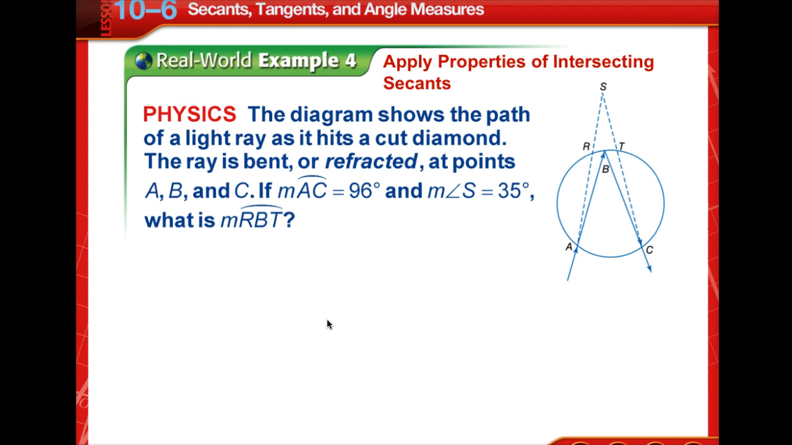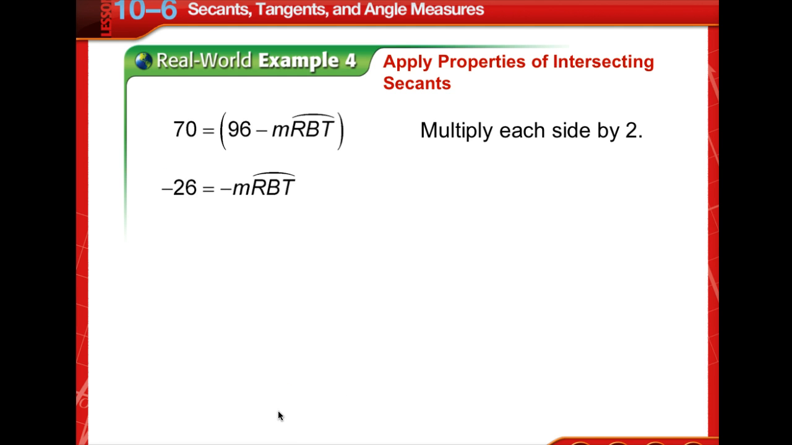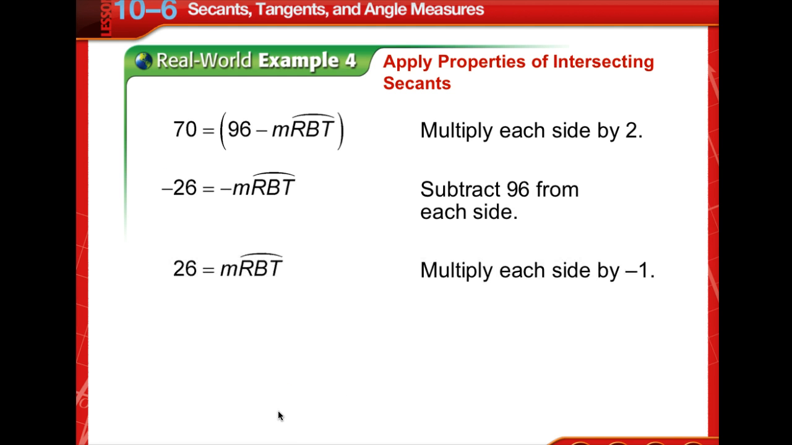Now you can apply the properties of intersecting secants to solve real-world problems. The diagram shows the path of a light ray. As it hits a cut diamond, the ray is bent or refracted at points A, B, and C. If AC is 96 and the measurement of angle S is 35 degrees, what is the measurement of arc RBT? So we set it up. The measure of angle S is equal to 1/2 of arc AC minus the arc RBT. Substitute in the values that are given. Multiply both sides by 2. Subtract 96 from both sides and multiply both sides by -1. So the measurement of arc RBT is 26.